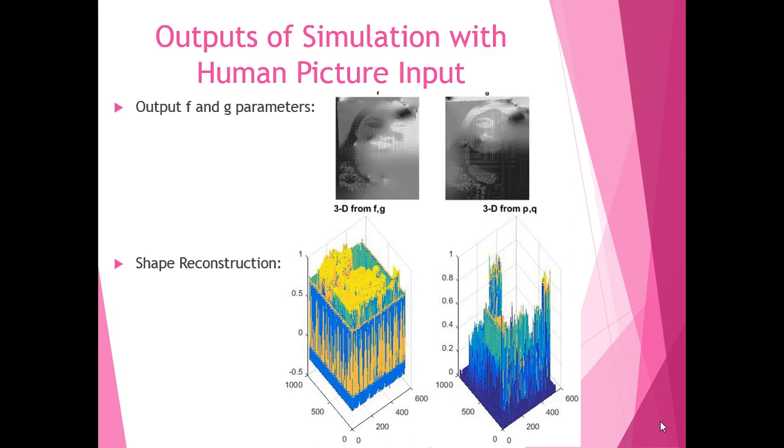Now from the information obtained from the P and Q parameters and the F and G parameters, the three-dimensional reconstruction is done. The first figure under shape reconstruction is the three-dimensional reconstruction of the 2D shading image from the F and G parameter information, and the second figure under shape reconstruction is the three-dimensional reconstruction from the P and Q parameter information.